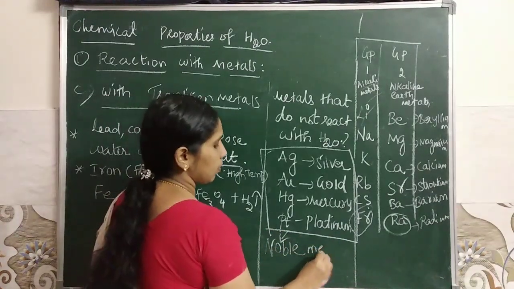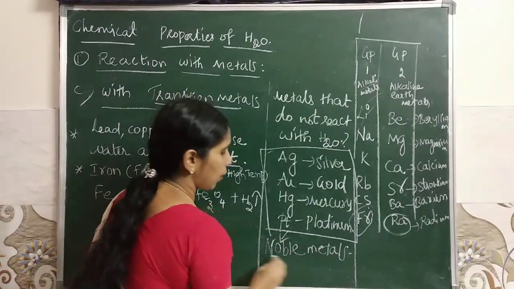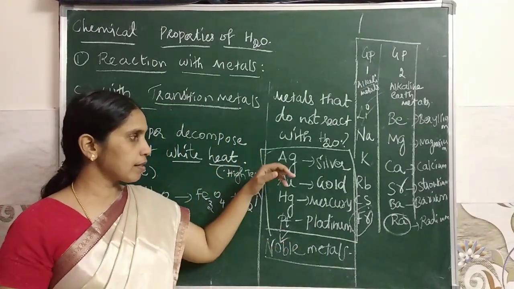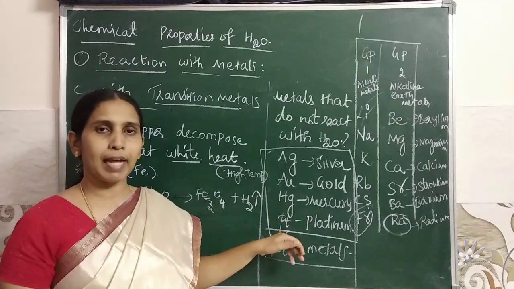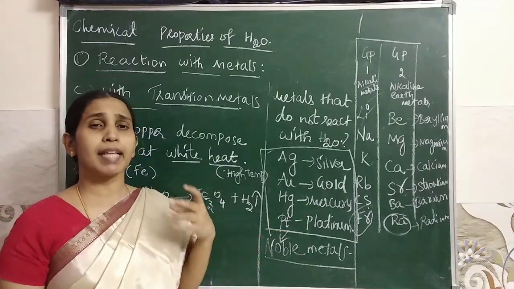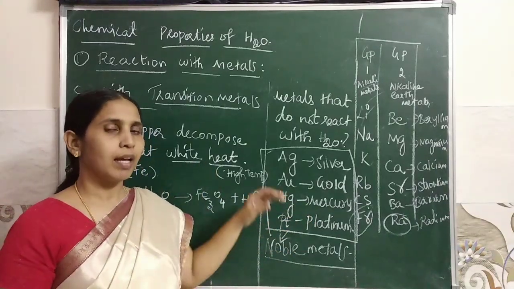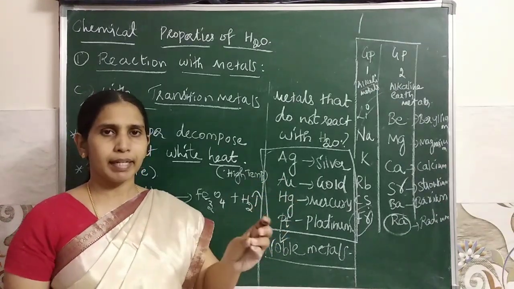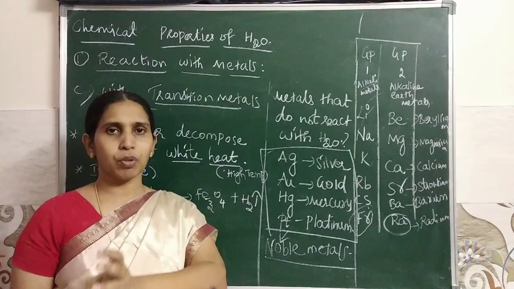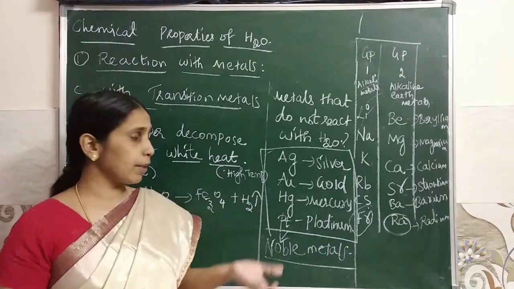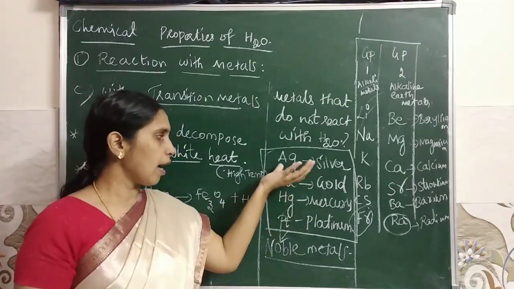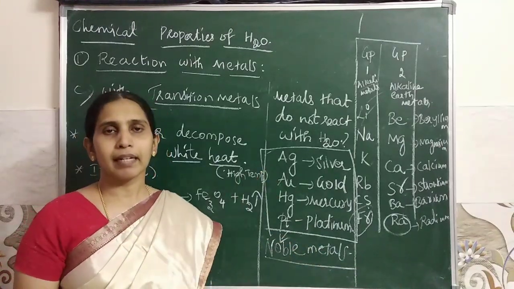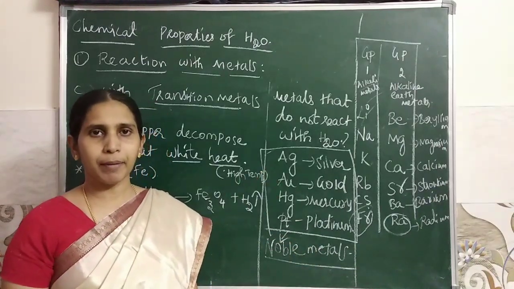These metals are collectively known as noble metals. So what are the noble metals? Silver, gold, mercury, platinum. Or what are the metals that do not react with water? Gold, silver, platinum, mercury. Okay. If a question asks which metal does not react with water and four options are given, if any option contains a noble metal, you can select that option. Okay?